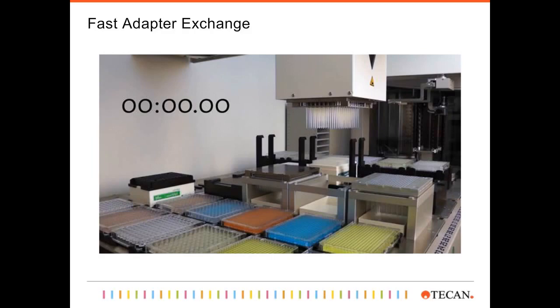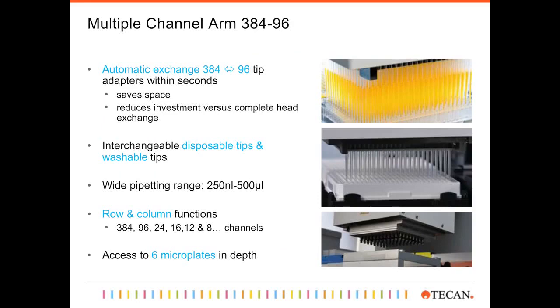We have row and column functions. This means that not only do we deal with pipetting entire plates from one to another, if we were doing reagent distribution of 96 wells all at once or copying a mother plate to several daughter plates, we also can use this and pick up a single column, a single row, and pipette serial dilutions with this, or pipette just the controls in a single column. This is a really remarkably powerful arm.